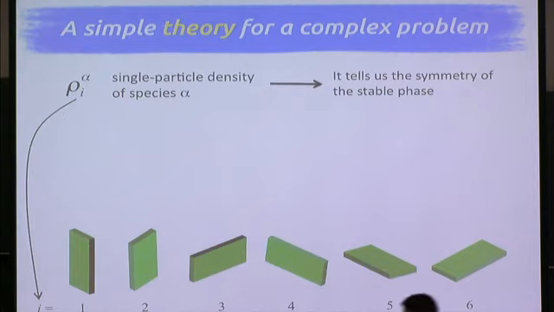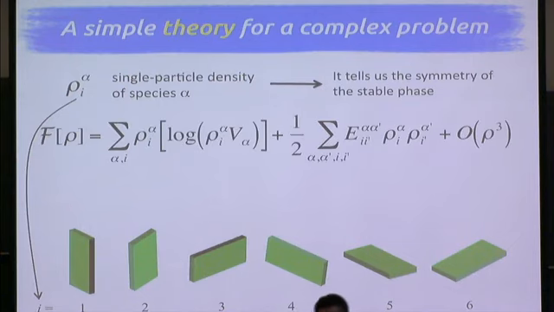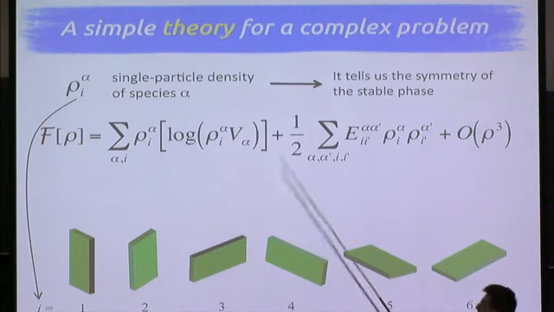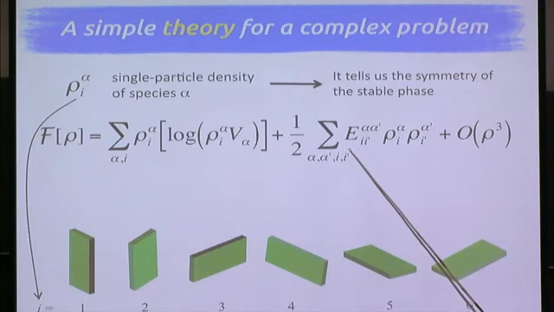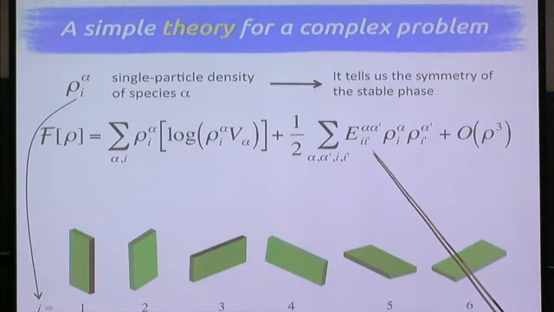And with this kind of approximation, we can write the intrinsic free energy of this density functional theory. Here we have the first term. Maybe if you're familiar with density functional theory, this is the ideal term. This is the interaction. We expand the excess free energy in the virial series. This is the excluded volume between 2 particles belonging to species alpha and alpha prime with orientations I and I prime. And of course, this kind of expansion is characterized by further higher order terms.